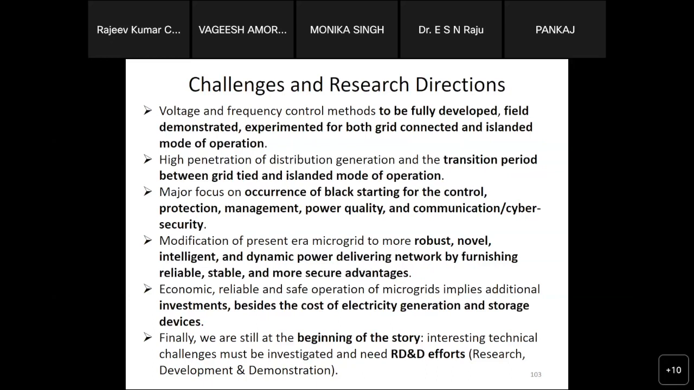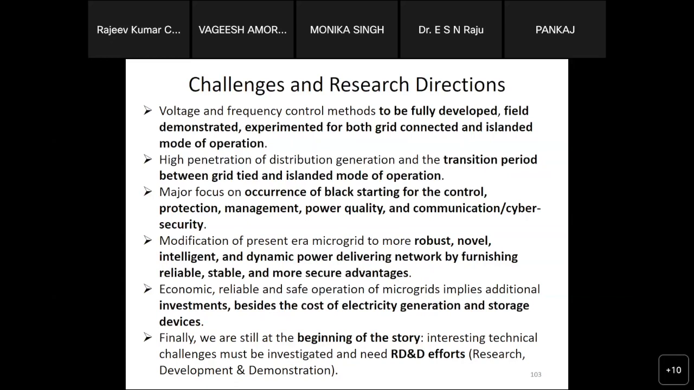And also we have to go for a more robust, novel, intelligent, as well as dynamic power delivering network by furnishing reliable, stable, and more secure advantages. That means when we are going with the modification of the present-era microgrid, we have to go with more robust, novel, intelligent techniques.